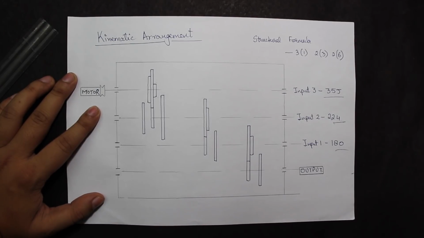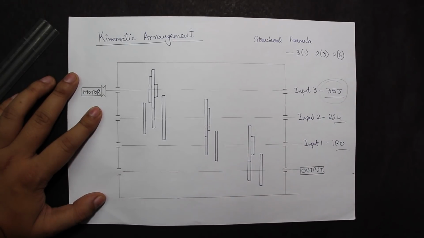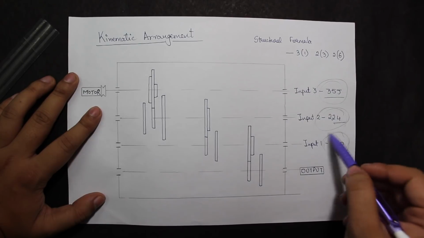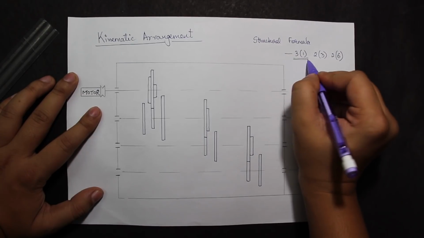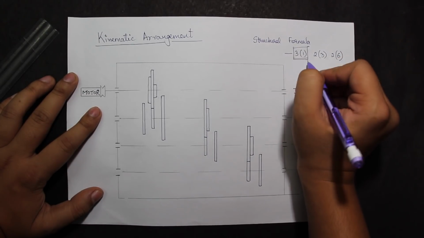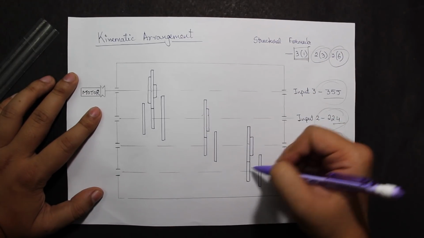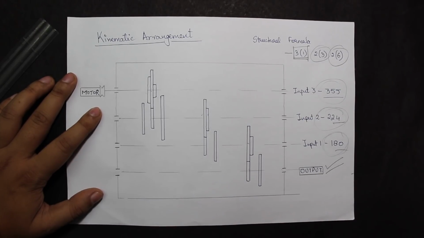Looking over here, I selected three input speeds. One was the highest, that was 355, one was 224, and the first one which I selected was 180. The fourth shaft would be the output shaft. Looking at the structural formula now, I have to draw 3 gears for the first arrangement, 2 gears for the second arrangement, and 2 gears for the third arrangement. All of this will result in a 12-speed gearbox, as stated in the question.